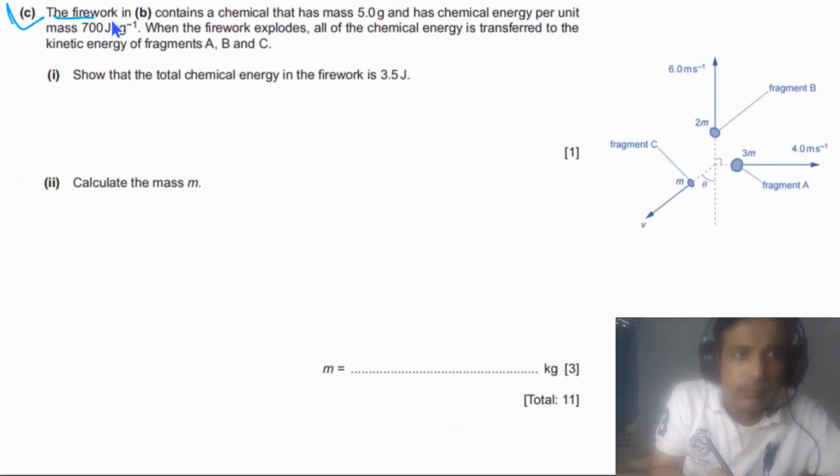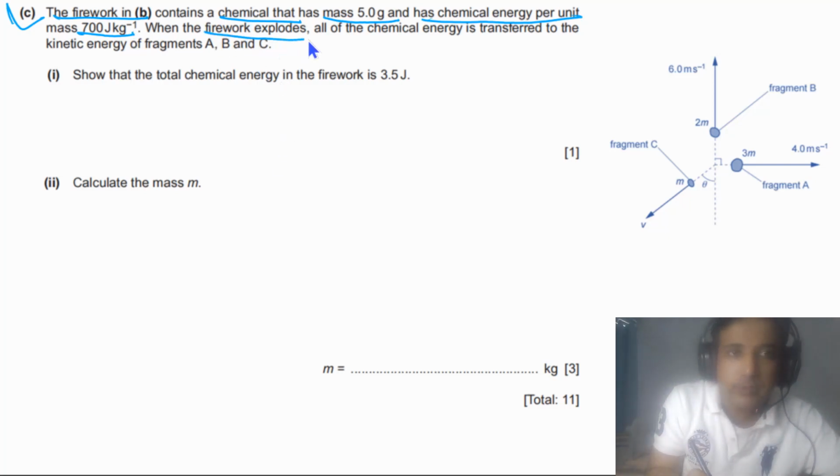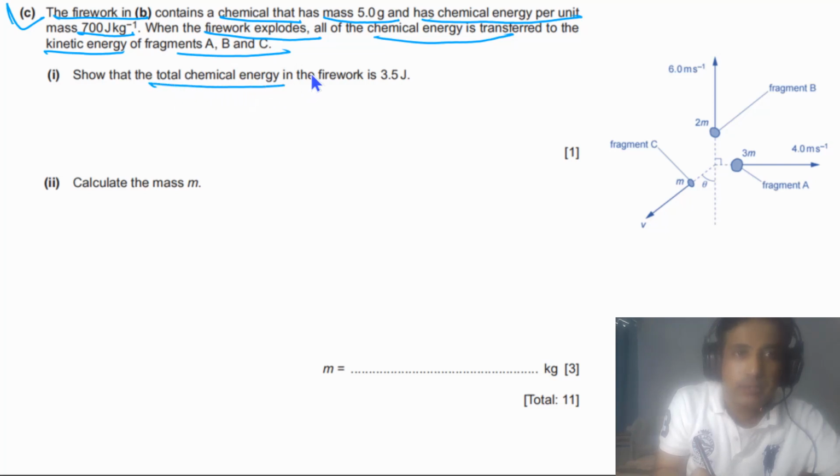Part C says the firework in B contains a chemical that has mass 5.0 grams and has chemical energy per unit mass that is equal to 700 joules per kg. It means if we have 1 kg of chemical, the energy is 700 joules. When the firework explodes, all of the chemical energy is transferred to kinetic energy of the fragments A, B and C. We need to show that the total chemical energy of 5.0 grams is equal to 3.5 joules.